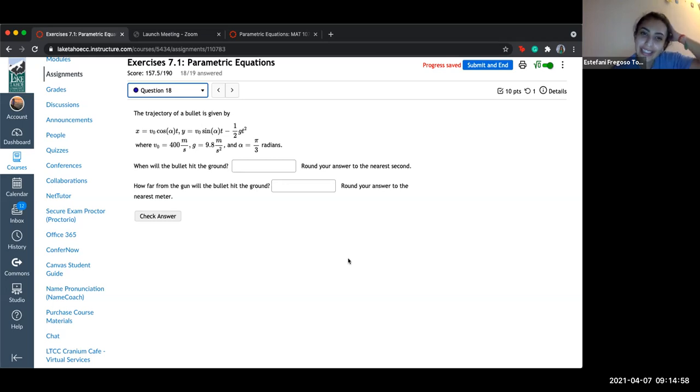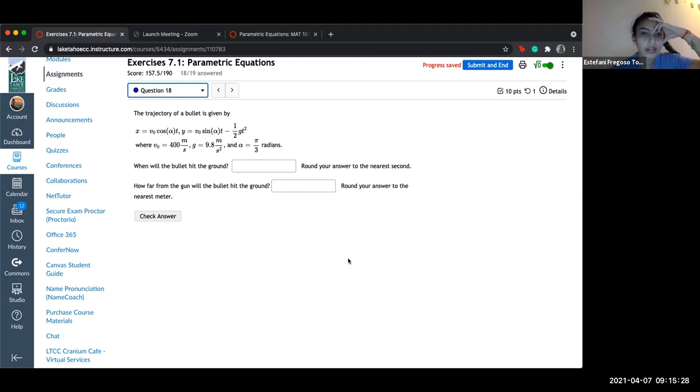Okay, so not t, not x, but y. So when will it hit the ground means set y equal to 0. And you get 0 equals v naught sine of alpha t minus 1/2 g t squared. But v naught, alpha, and g are all just numbers. So this is just y is equal to, I'm just going to call it, at minus bt squared. And that's just a quadratic.